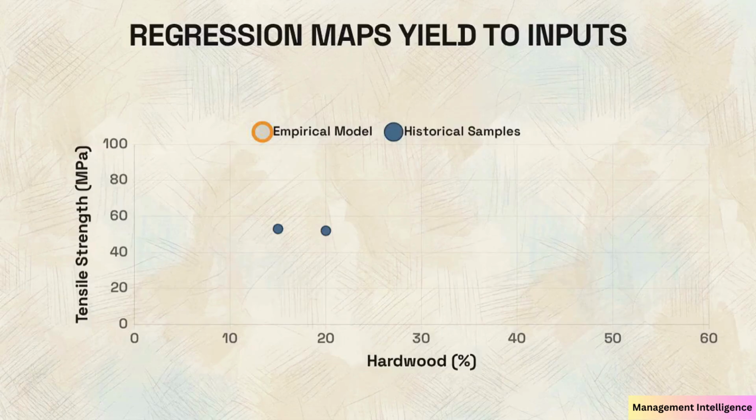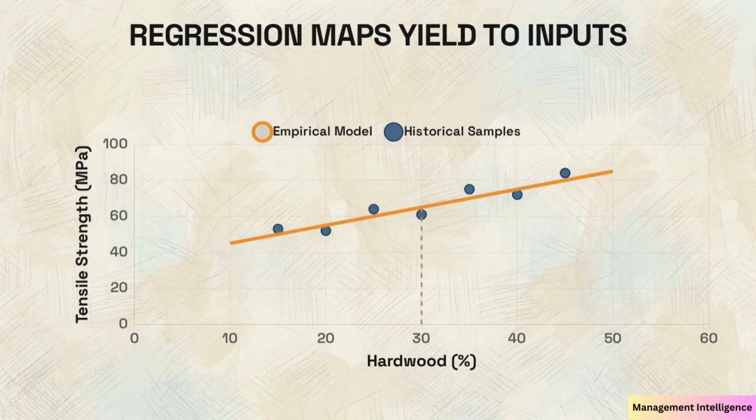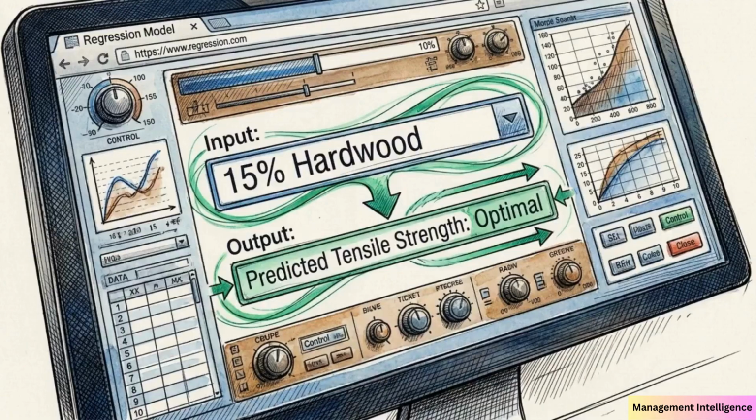Then she uses regression analysis. This statistical technique builds an empirical model mapping the precise relationship between the hardwood inputs on the x-axis and the product yield on the y-axis. By relying on the method of least squares, the regression model can intake highly specific pulp mixtures and instantly output accurate strength predictions for the resulting paper.